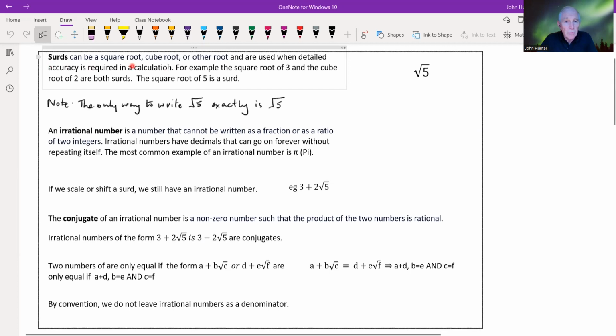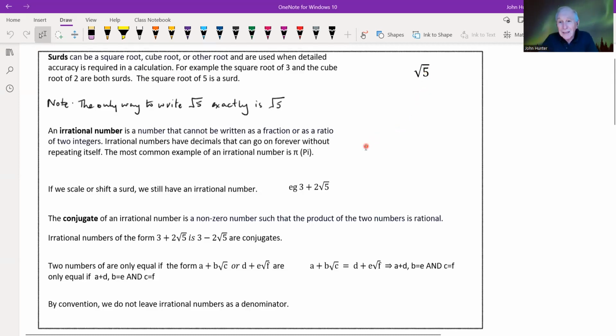Surds can be a square root, cube root, or other root, and are used when detailed accuracy is required. For example, the square root of 3 and the cube root of 2 are both surds, and the square root of 5 is a surd. So this is a surd here.